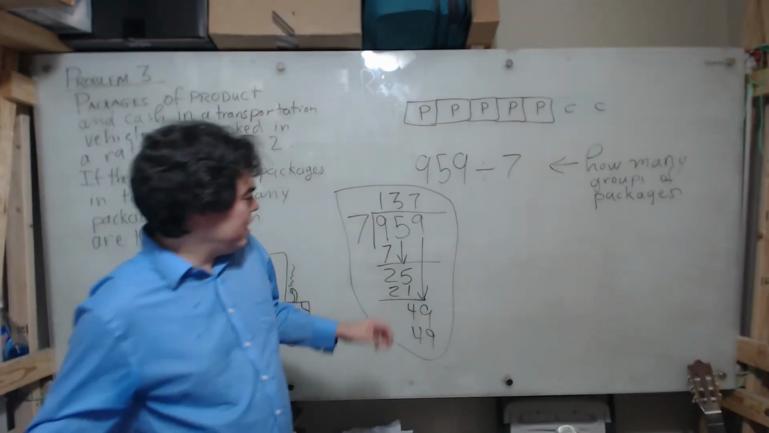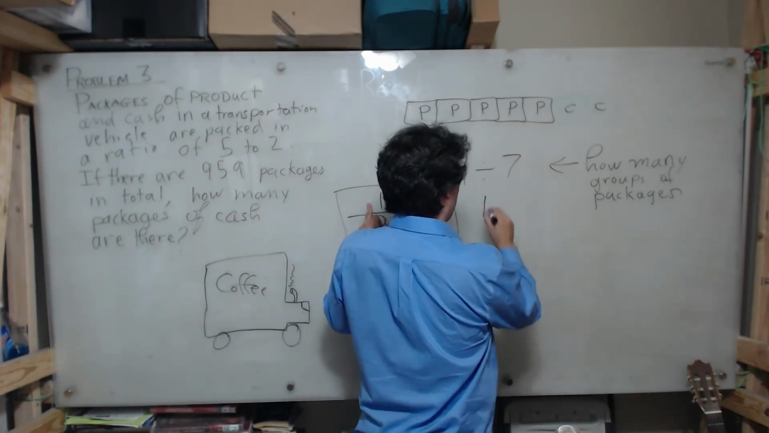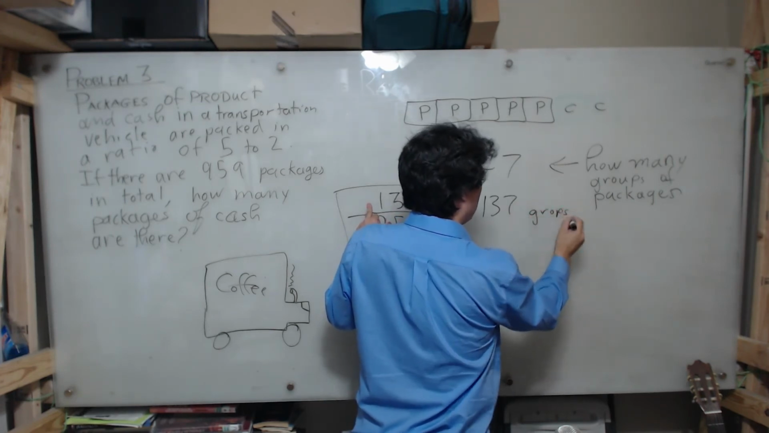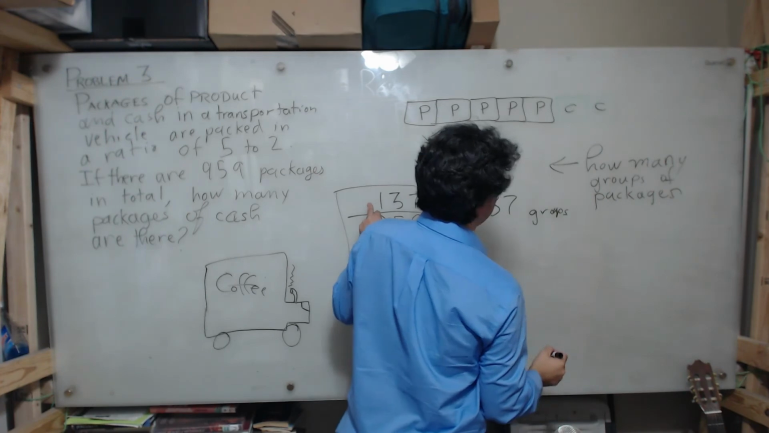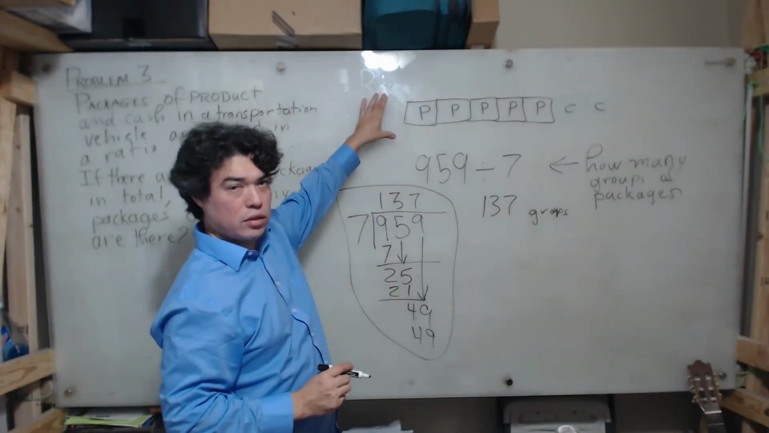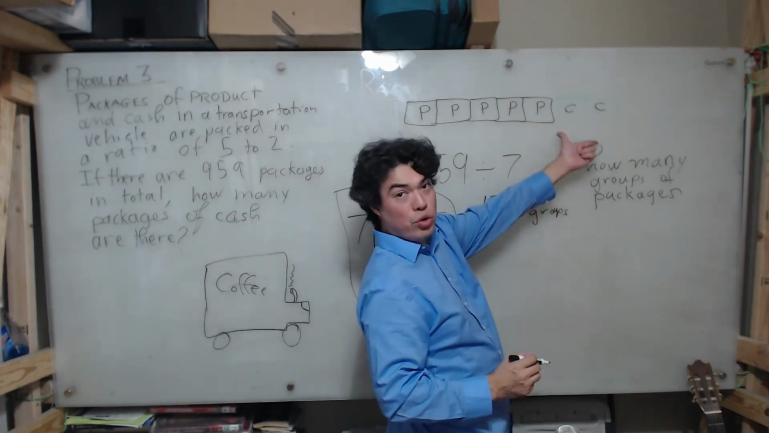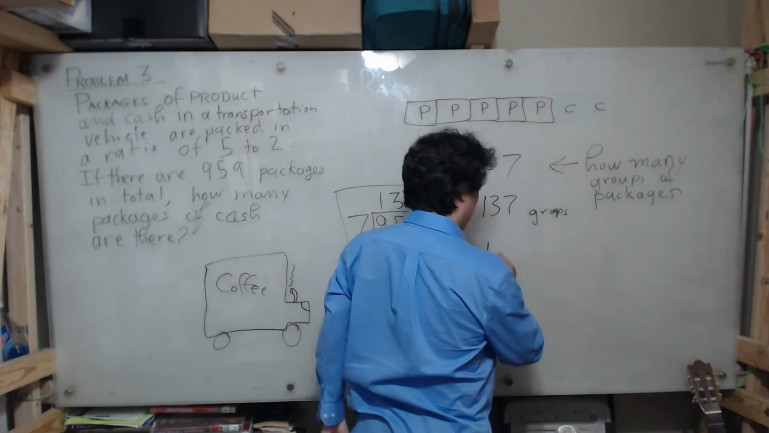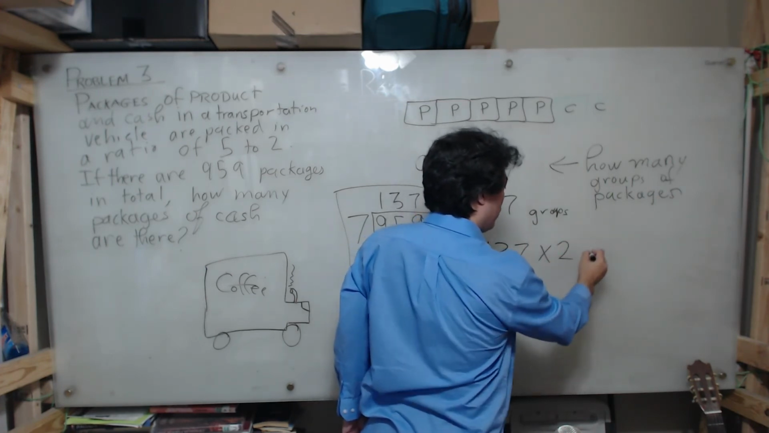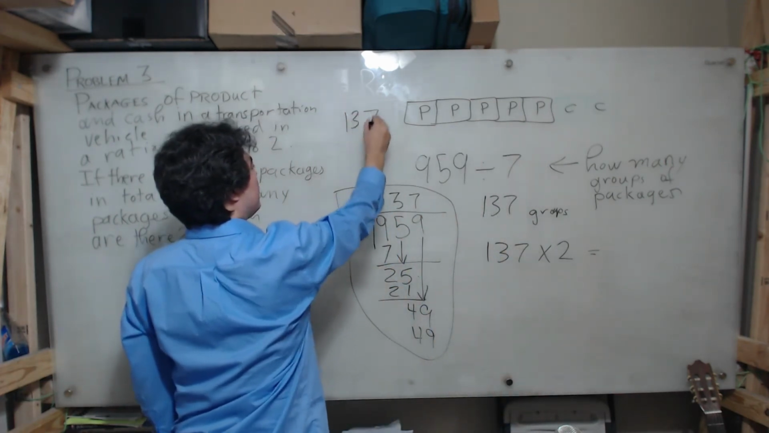So what does this 137 mean? It means that there are 137 groups. It means that there are 137 groups like this. So I know that there will be, since each group has 2 of cash, I know that I will have 137 times 2, which equals, let me calculate that over here, 137 times 2.